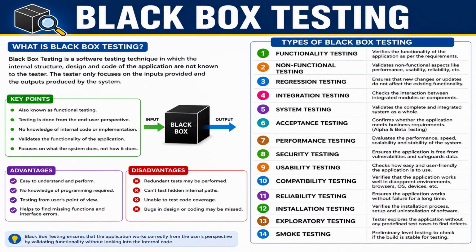We have different types of black box testing: functional testing, non-functional testing, regression testing, system testing, acceptance testing, integration testing, performance testing, security testing, usability testing, compatibility testing, reliability testing, installation testing, exploratory testing, and smoke testing. We will discuss each and every testing in detail. Today I am going to cover functional testing, integration testing, and system testing.